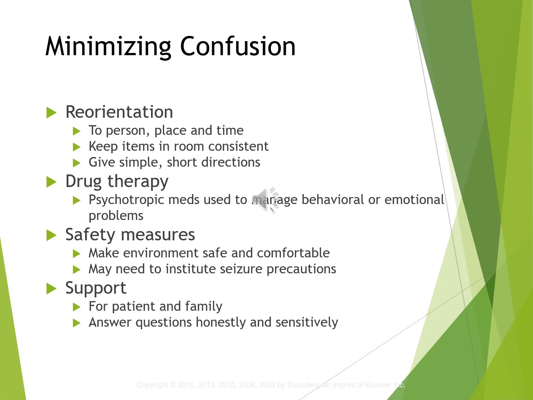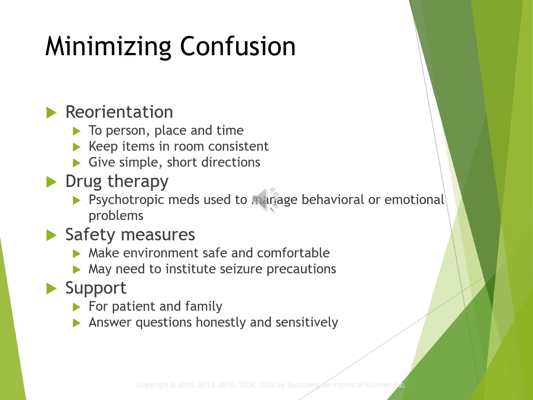So helping to minimize confusion, you definitely want to use reorientation techniques. So you want to keep them oriented to person, place, and time. Keep items in the room that are consistent so they're familiar to them. Sometimes they talk about having something as simple as a calendar in there with a clock can also be something to help them stay oriented to time. Give simple, short instructions. So don't go listing off, I need you to walk over to the other side of the room, pick up the crayon, move it over to the cup, put it over here. Give it one thing at a time. I need you to walk over to this side of the room.